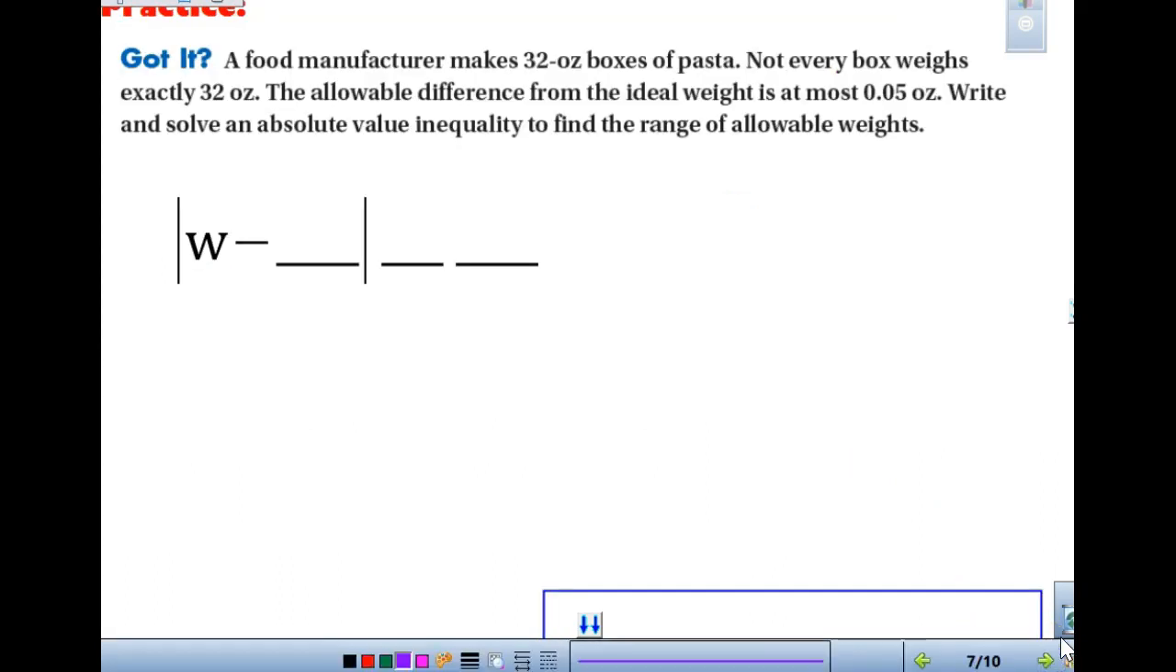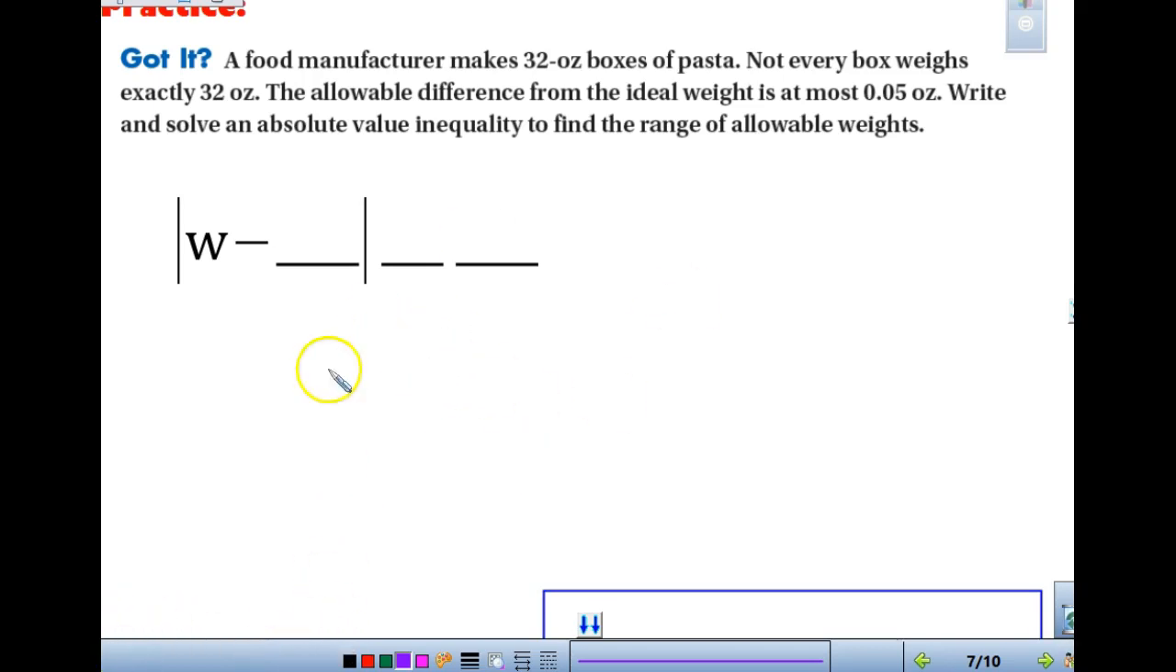So let's practice it with this one. A manufacturer wants to make a 32-ounce box of pasta. Not every box weighs exactly 32 ounces. The allowable difference from the ideal is 0.05 ounces. Write an inequality. Try it right now.